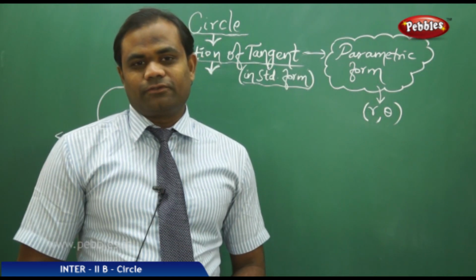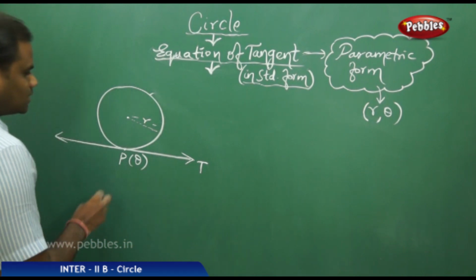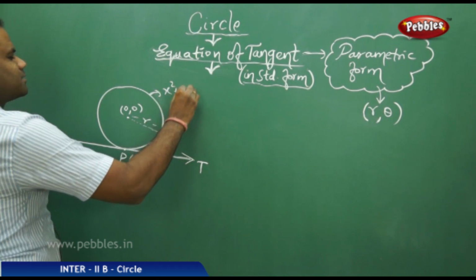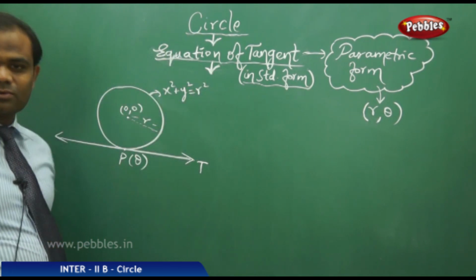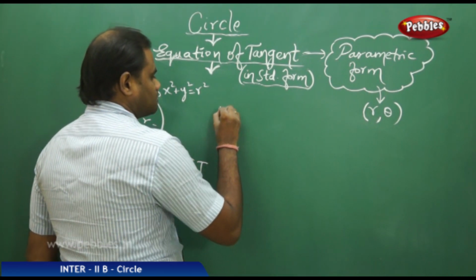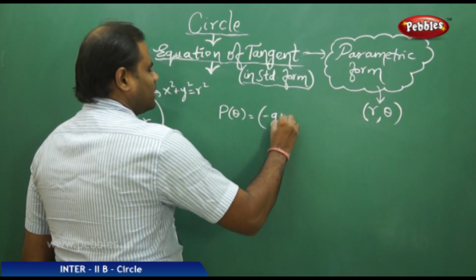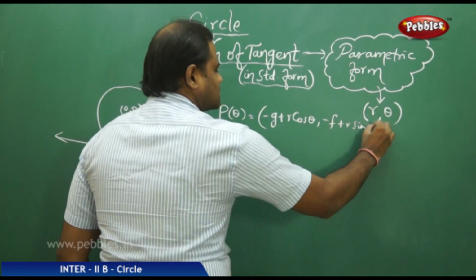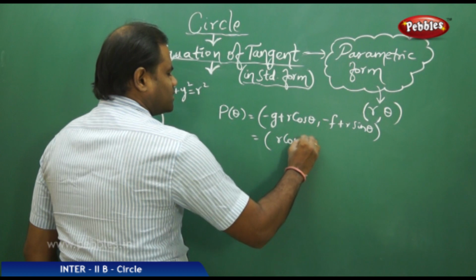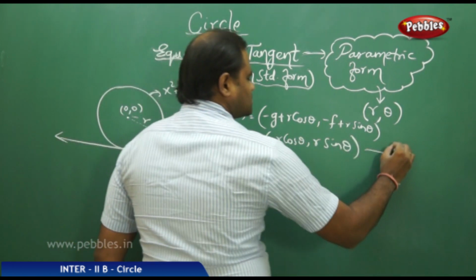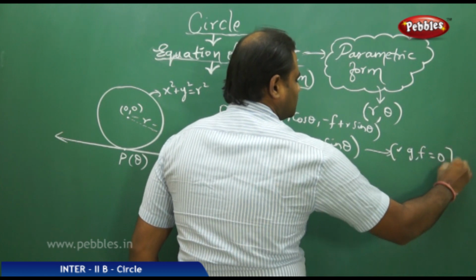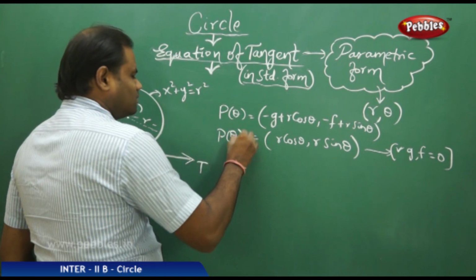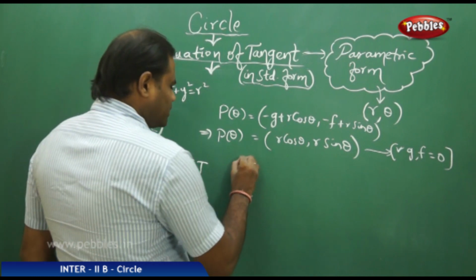Now let's try to find the equation of tangent in standard form. That is, if I have a circle with radius r and center as origin, that is, if the equation of circle is x squared plus y squared equals r squared, then for the point P(theta), which is minus g plus r and minus f plus r cos theta and r sin theta, since g and f are equal to 0, they vanish.